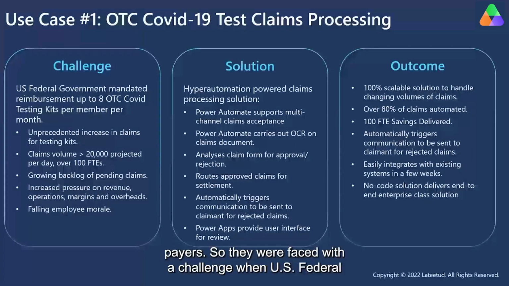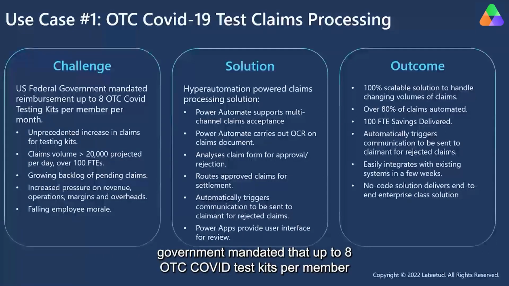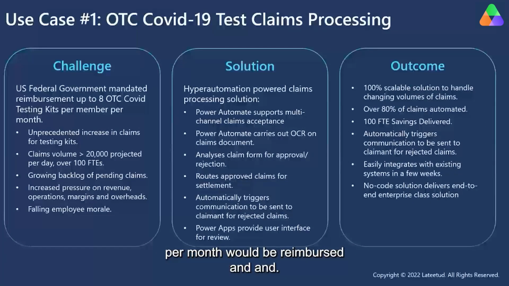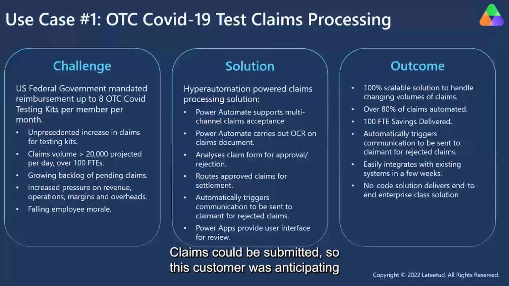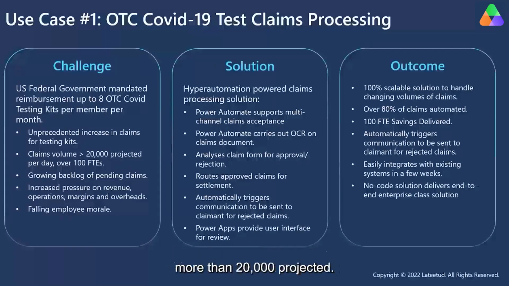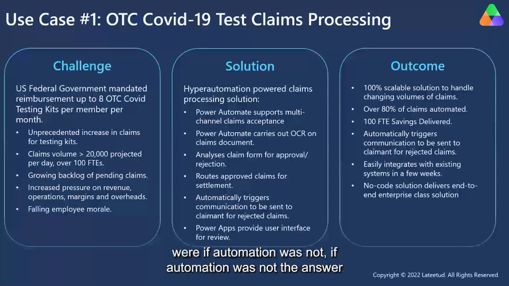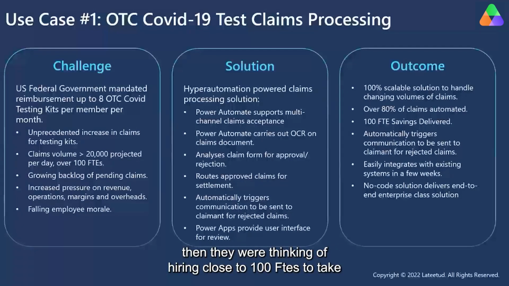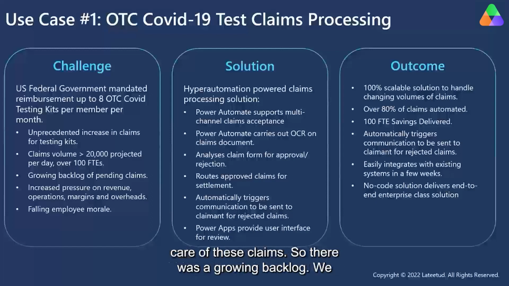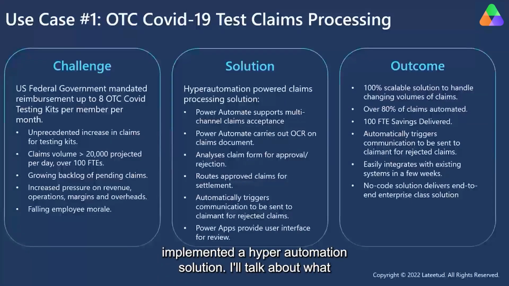They were faced with a challenge when the U.S. federal government mandated that up to 8 OTC COVID test kits per member per month could be reimbursed and claims could be submitted. This customer was anticipating more than 20,000 projected claims per day. If automation was not the answer, they were thinking of hiring close to 100 FTEs to take care of these claims. So there was a growing backlog.